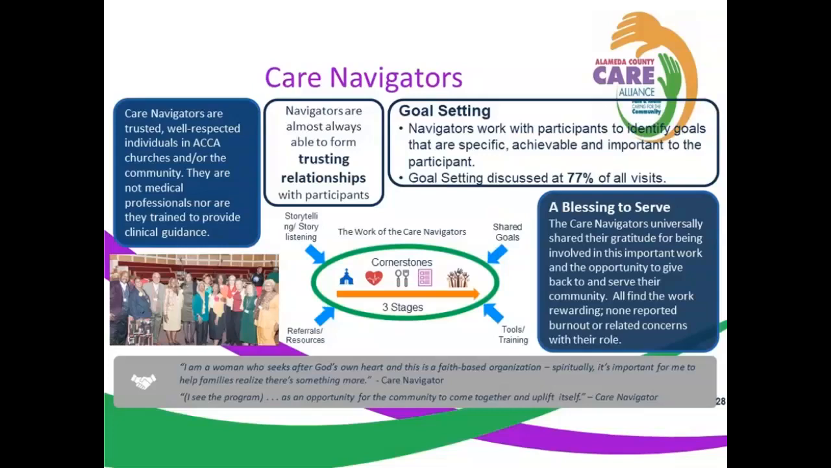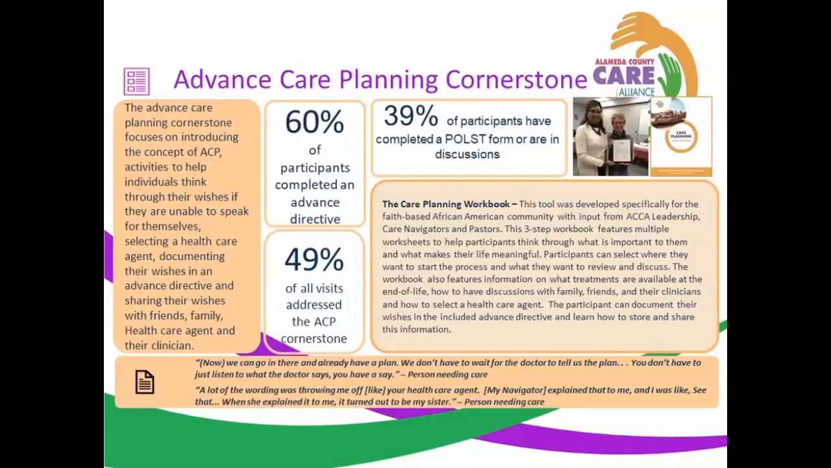Can you go to the next slide, please? So the advanced care planning cornerstone focuses on introducing advanced care planning and activities to help the individuals think through their wishes if they're not able to speak for themselves, selecting a healthcare agent, documenting their wishes in an advanced care directive, and sharing their wishes with their friends, families, healthcare agent, and clinician. About 60% of our participants have completed an advanced care directive. And a lot of that success comes from building trust through relationships.